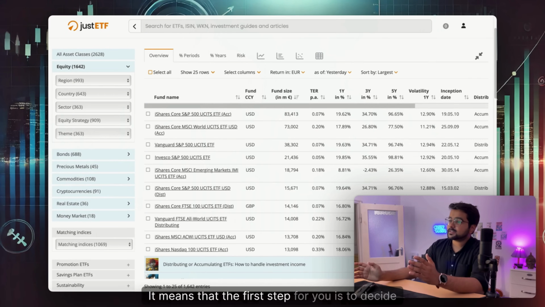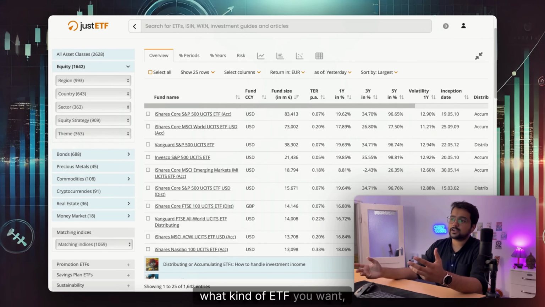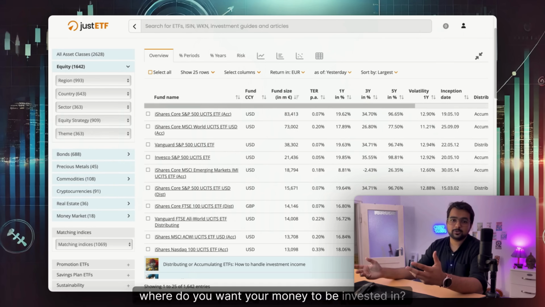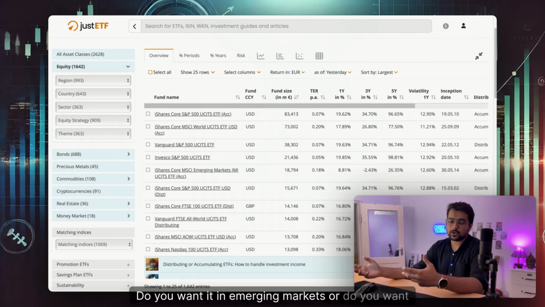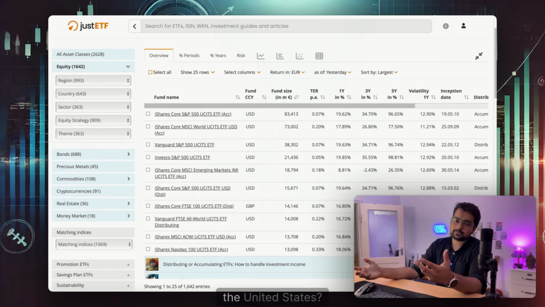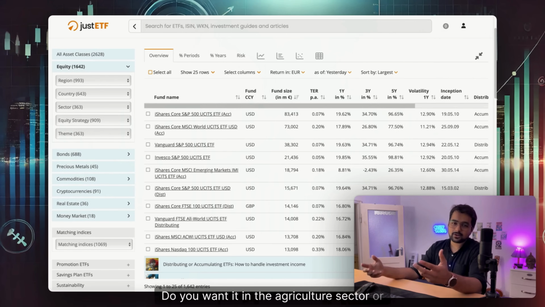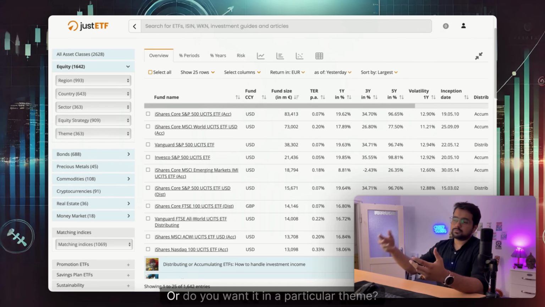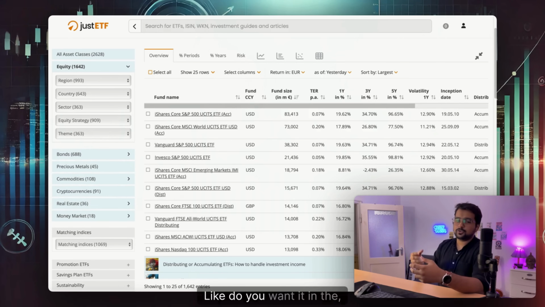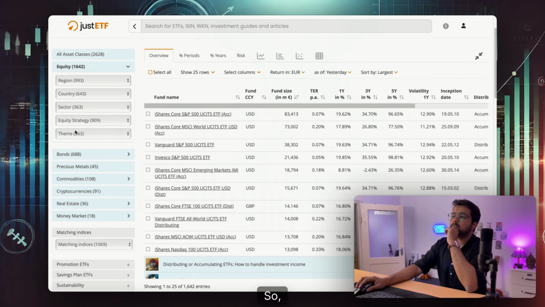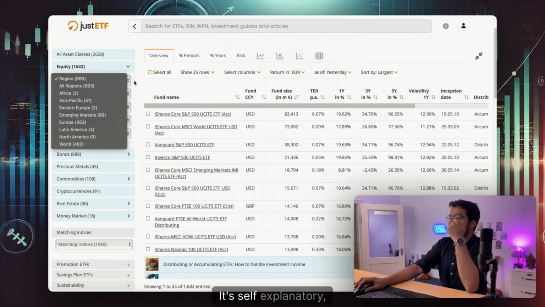It means that the first step for you is to decide what kind of ETF you want. Where do you want your money to be invested in? Do you want it in emerging markets or do you want it in Europe or the United States? Do you want it in the technology sector? Do you want it in the agriculture sector or healthcare? Or do you want it in a particular theme? Like, do you want it in, let's say, AI or cloud technologies? Or do you want a particular strategy, like you want a dividend ETF or you want a growth ETF or large cap ETF? So region, country, it's self-explanatory, right?